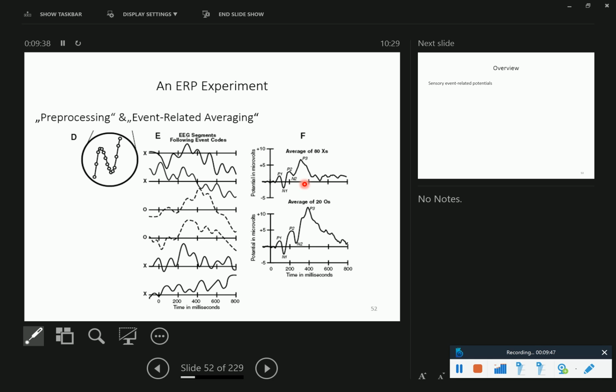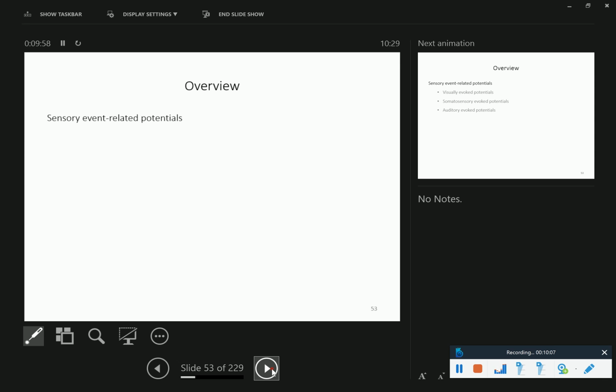So this is kind of where, without going into the details of the data processing, which we will do later, the event-related potentials essentially come from. Good. And now the idea is to go over the zoology of event-related potentials.